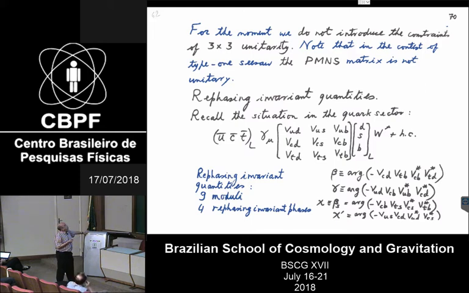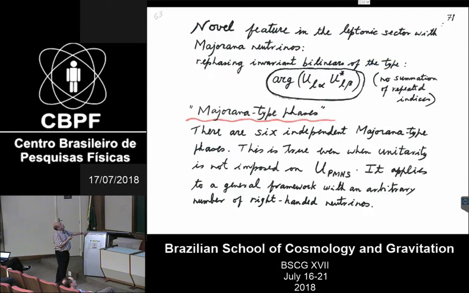Even if you forget about unitarity, you can define nine moduli, as for example in V_CKM, and four rephasing invariant phases, which are independent from each other, even if you don't have unitarity: beta, gamma, chi, and chi prime. Why only four? Because you have nine elements, but five phases can be eliminated, so you get four independent phases.